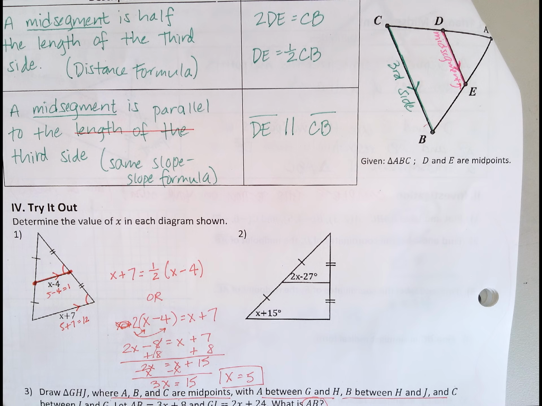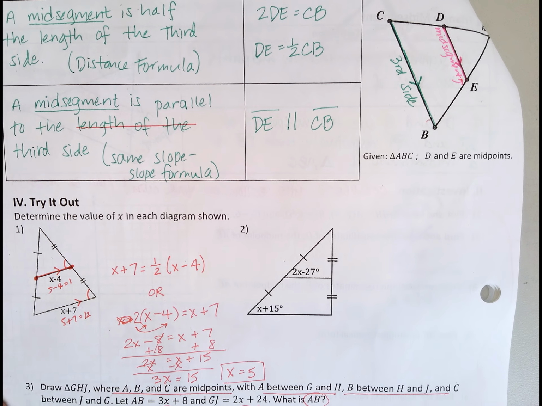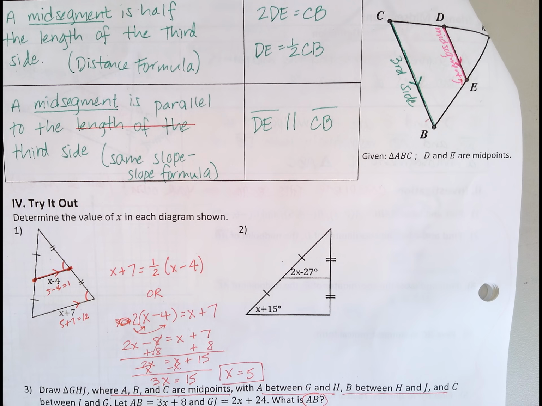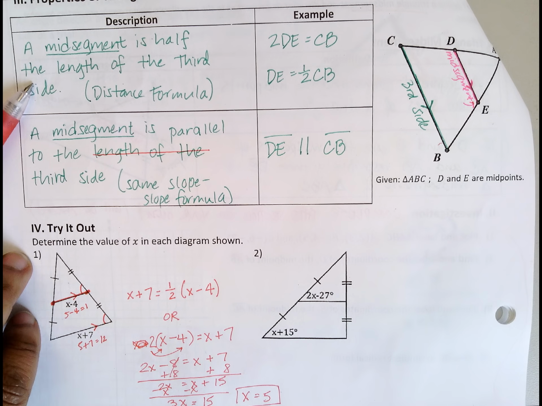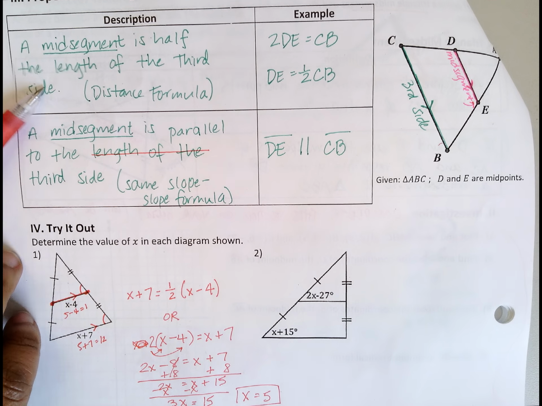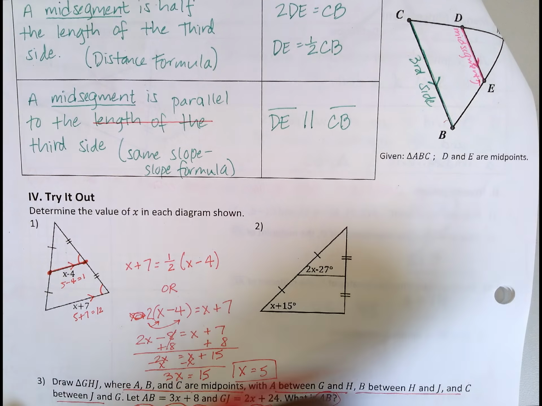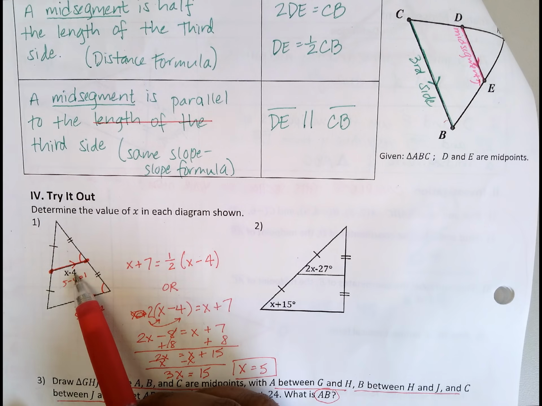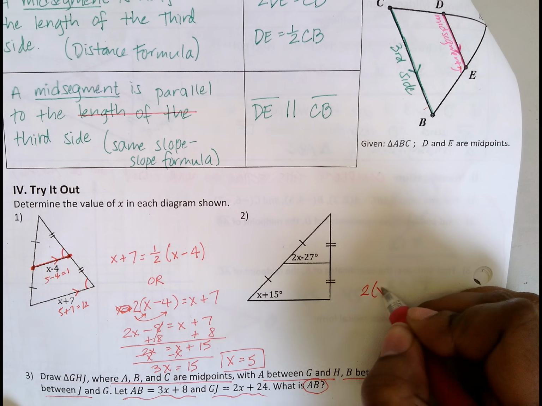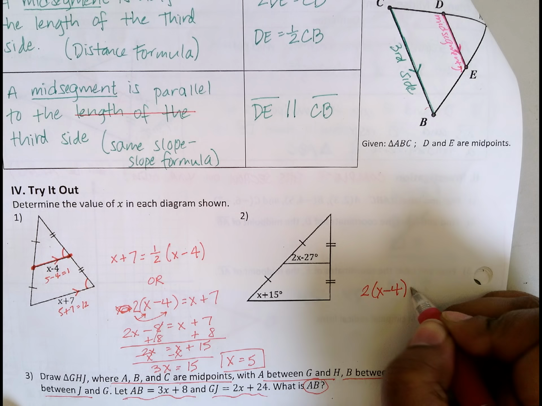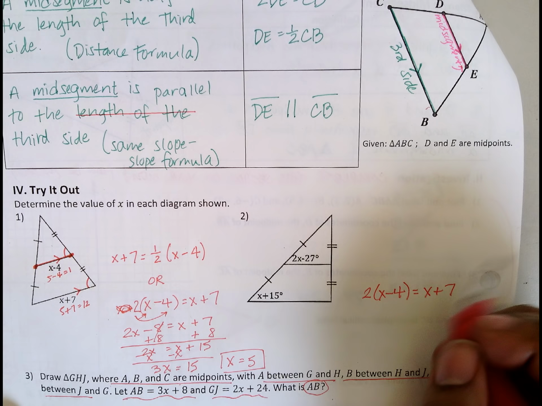So clearly I did something wrong here. What did I do wrong? Let me trace my steps, because if I have 5 minus 4 and that's 1, and 5 plus 7 is 12, that doesn't really fit this property. What did I do wrong? Let me try that again. If I double this, I'm going to get that. So maybe there was something wrong with my equation. I'm going to do this again: 2x minus 8 is equal to x plus 7.